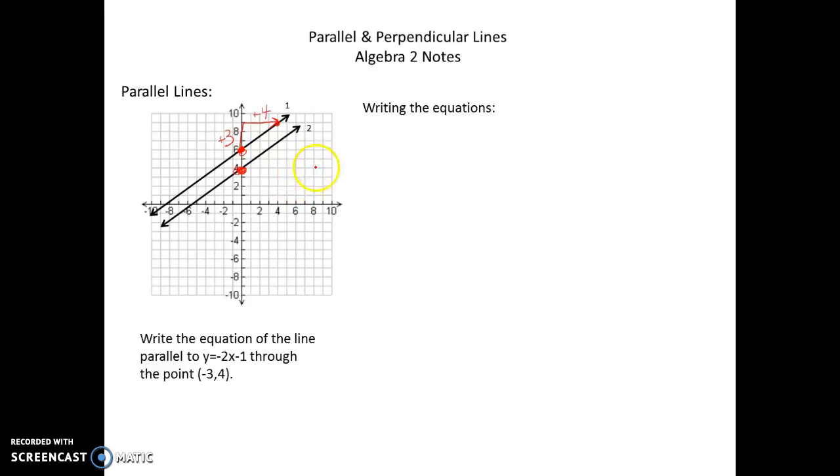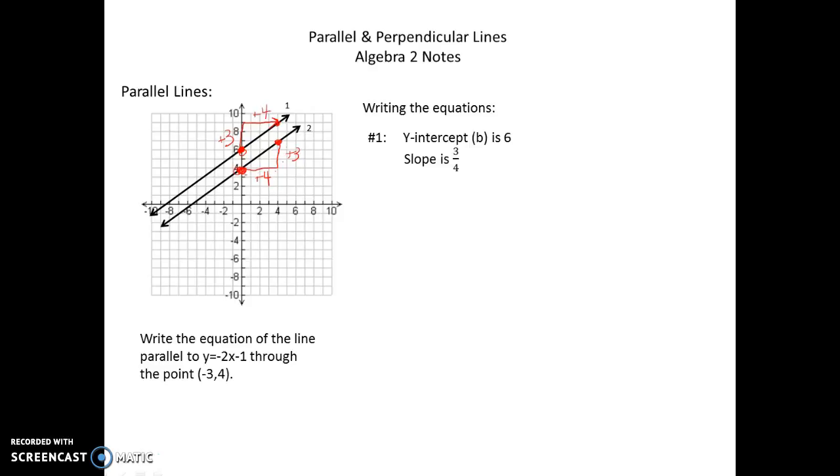We're going to do the same thing with the other line, number 2. We start at our y-intercept, and if we go to this point here, we follow our grid lines, and we go 1, 2, 3 up, and 1, 2, 3, 4 to the right, so that's a positive 4. Okay, how does that help us write the equation of the line?